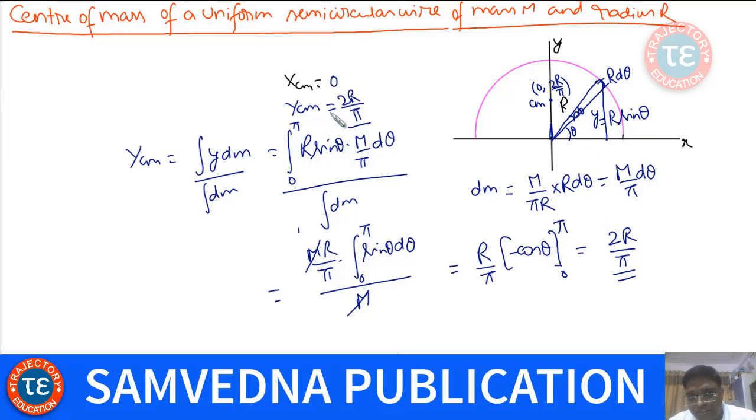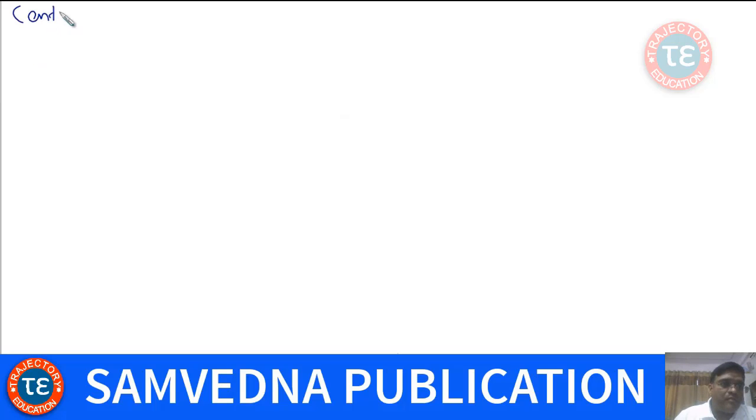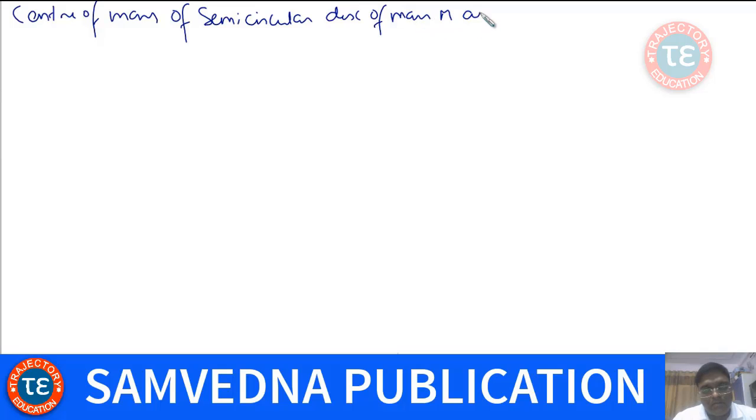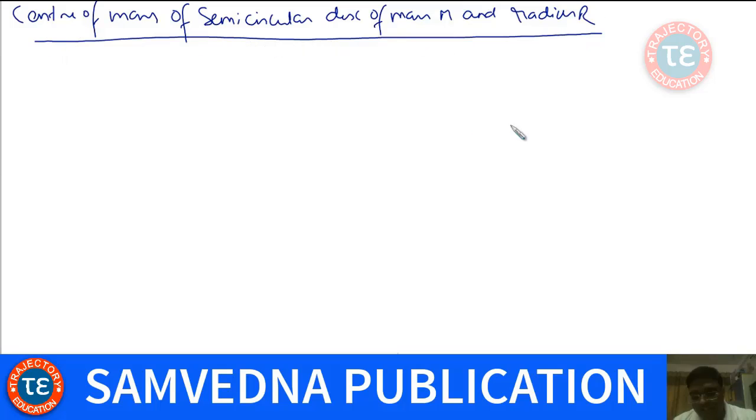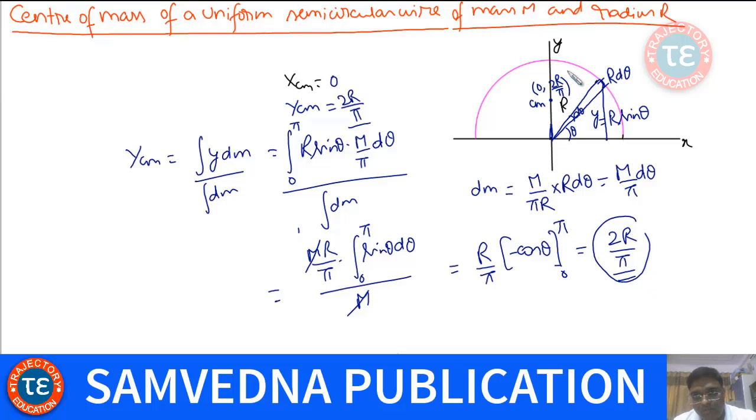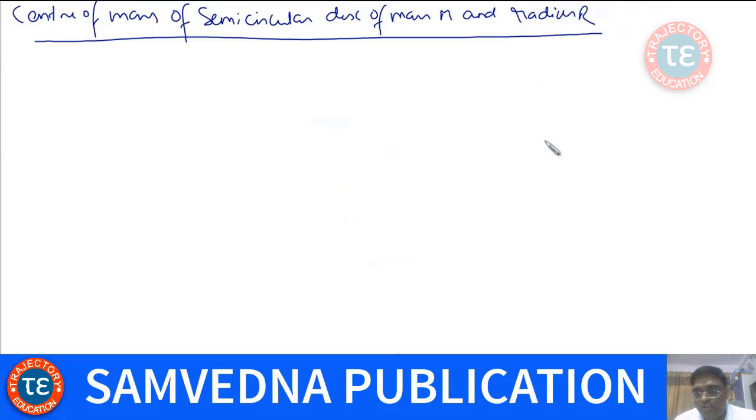Similarly, we can use this result and find out the center of mass of a semicircular disk of mass m and radius r. In this case, I'll be using the previous result, the result which we have derived for the wire. Suppose we have a disk. Let me draw the figure. Suppose we have a disk over here.